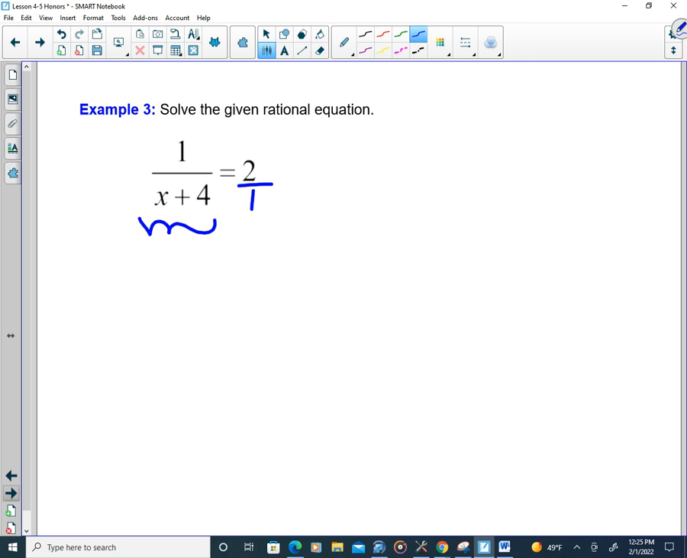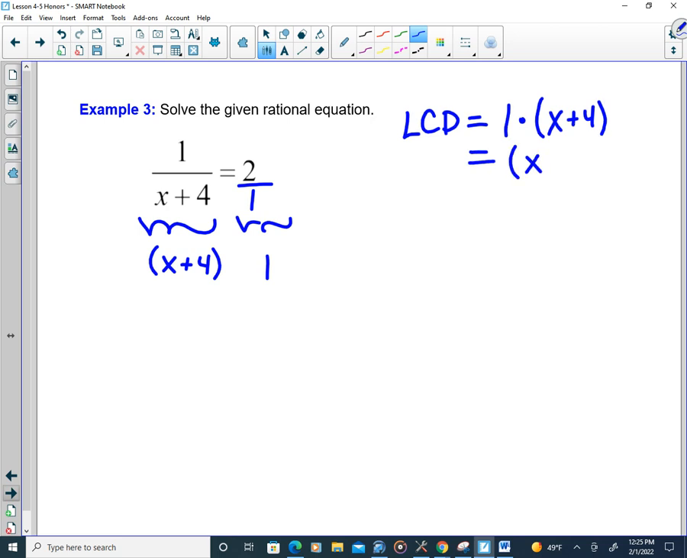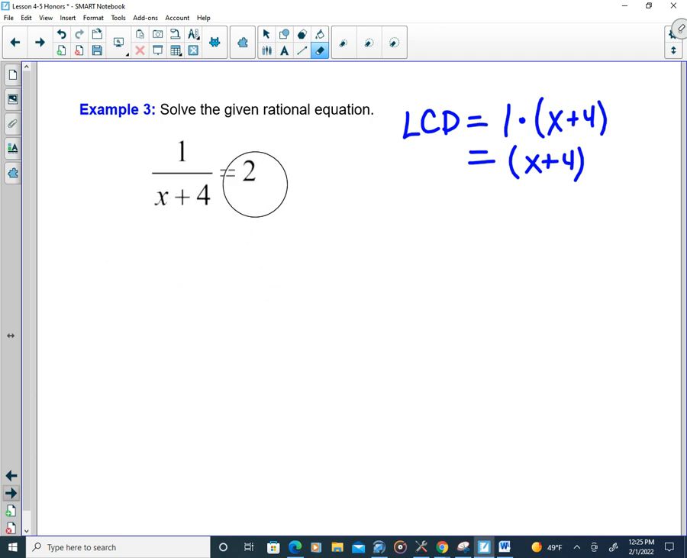If we factor our denominators, well, we get x plus 4. Well, x plus 4 is prime. It can't be factored. And then 1 is prime. So my denominators don't have anything in common. So if they don't have anything in common, your LCD is whatever's left over. So it'll be 1 times x plus 4. And 1 times x plus 4 is x plus 4. So what I need to do is I need to multiply this whole equation by x plus 4.